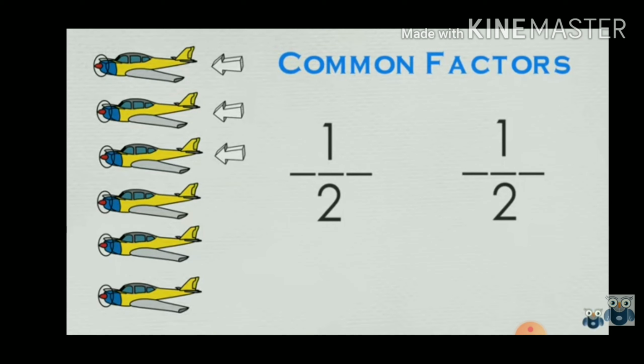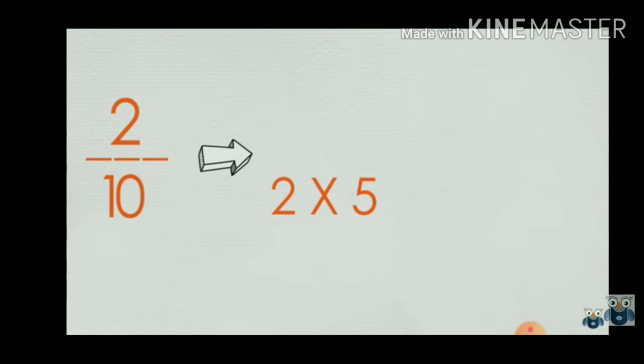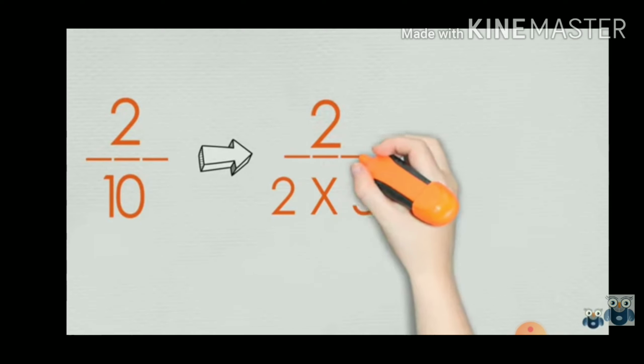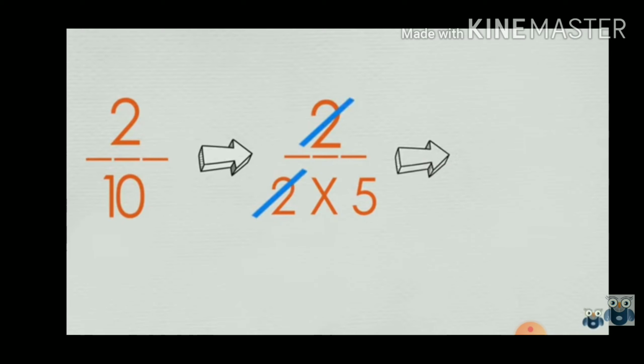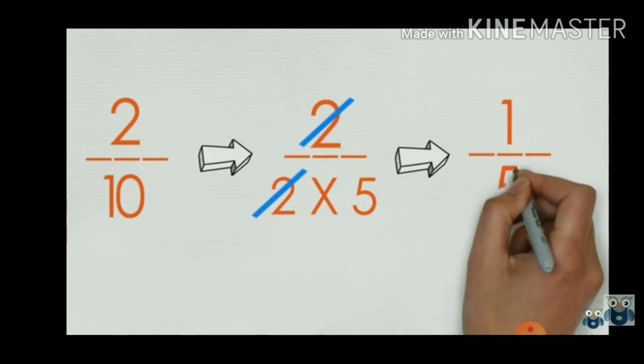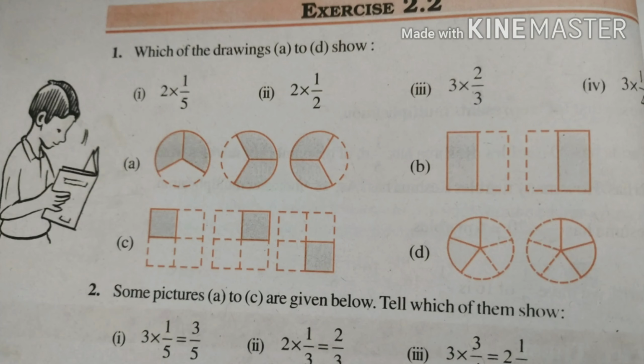Now let's go back to our earlier result and see if we can simplify it. Our result was 2 by 10, and 10 can be written as 2 times 5. So we have 2 by 2 times 5, and cancelling the 2's we get 1 by 5. Can this be simplified further? I do not think so. Would you agree?